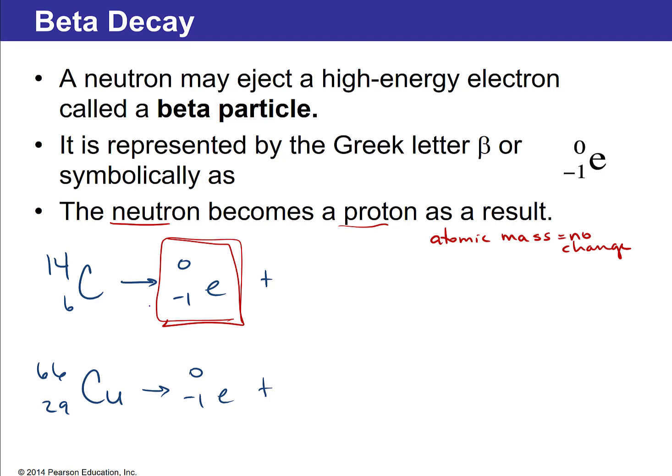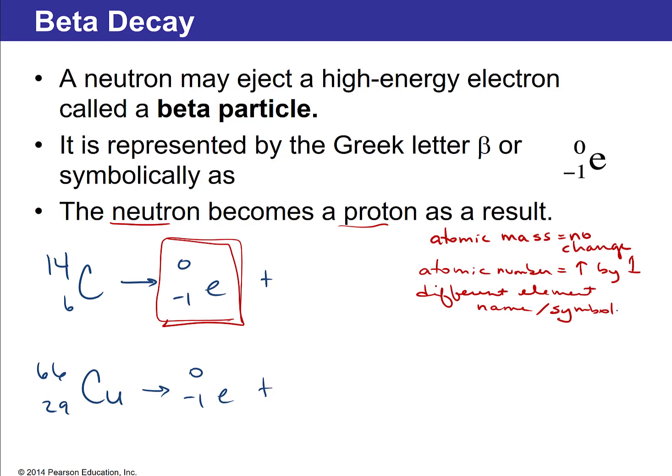The bottom one, a neutron becomes a proton. So what happens to the atomic number? It's going to go up by 1. Okay? So the atomic number, the bottom number, is going to increase by 1. And if your atomic number changes, does the element change? Yeah, because that's what defines it. So you'll have a different element name and symbol. You always use the atomic number to figure it out.